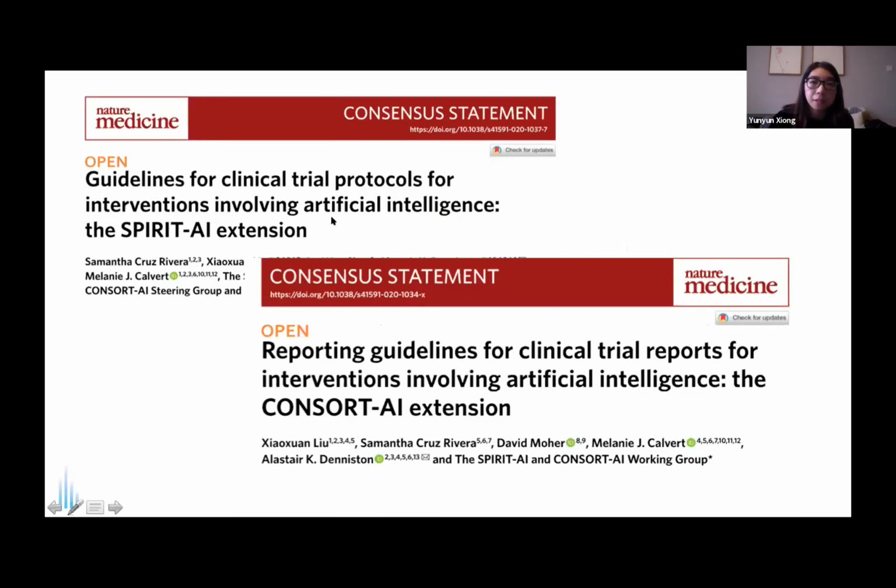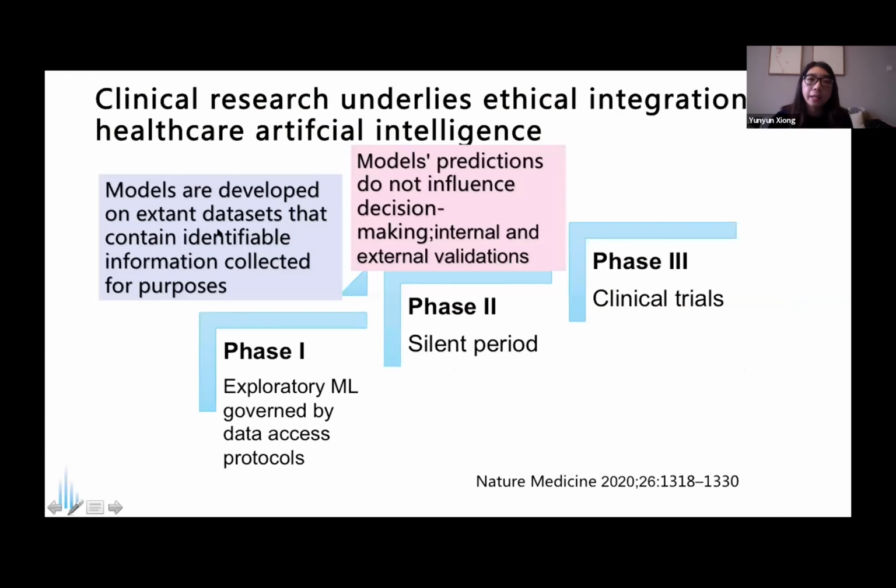So Nature Medicine recently published 2 guidelines to instruct the development of artificial intelligence software. They have the SPIRIT-AI guidelines for clinical trial protocols, and you need to follow CONSORT-AI if you want to publish a clinical trial using artificial intelligence. We also translated these 2 guidelines into Chinese, which will be published next month in our journal, the China Stroke Journal. And in these 2 guidelines, they recommend that to develop such software, we need to follow 3 steps.